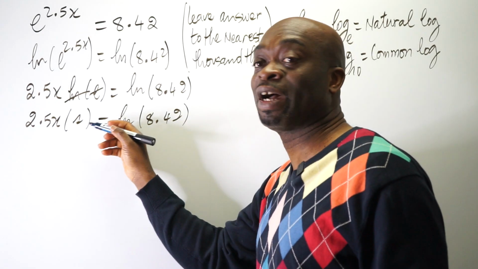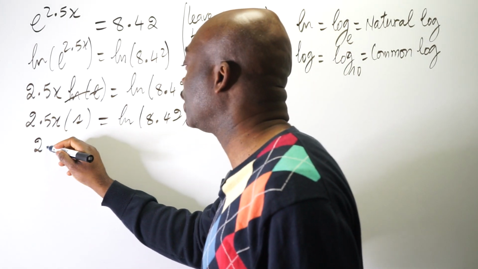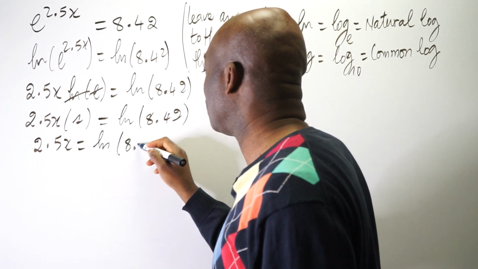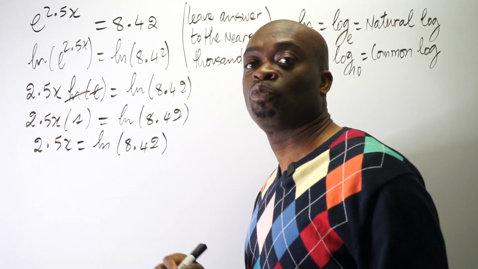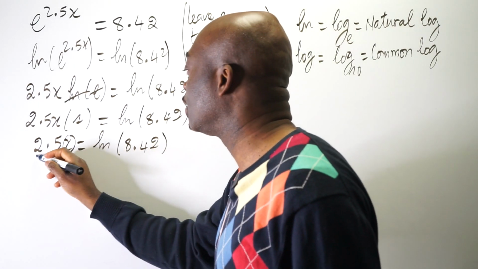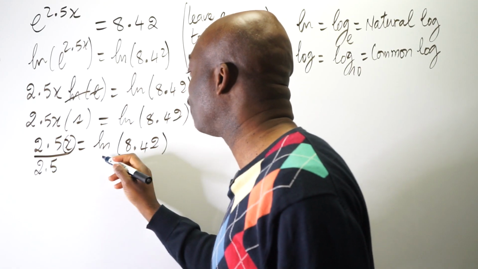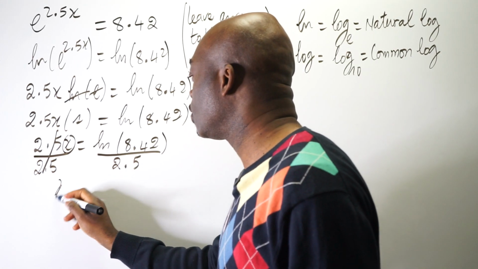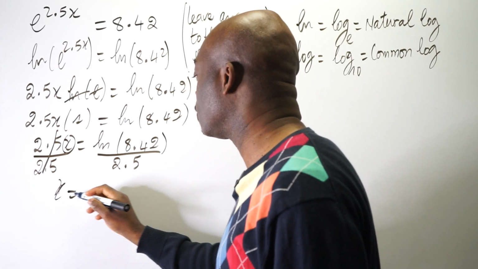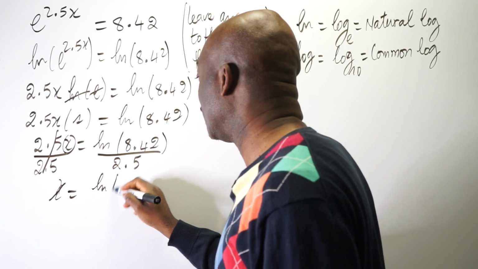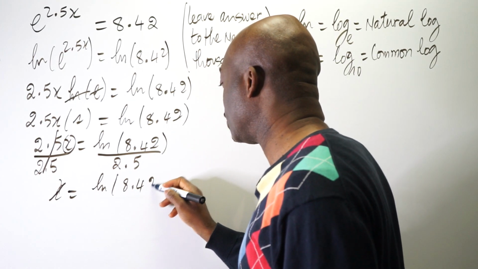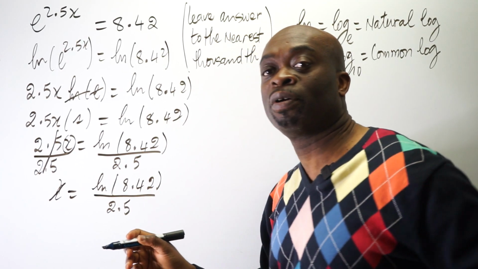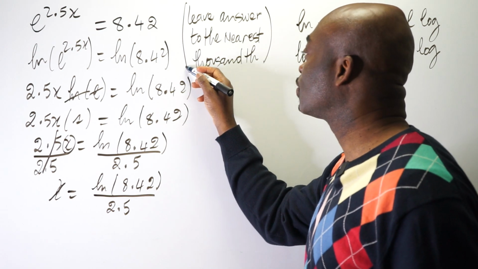So what do we know? 2.5x times 1 is just 2.5x, and that is equal to ln of 8.42. What are we solving for? x. So that means we're going to divide both sides by 2.5. So we're doing x equals ln of 8.42 divided by 2.5. Remember, we want our answer to the nearest thousandth.